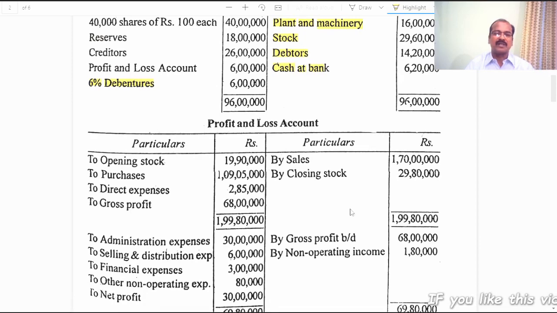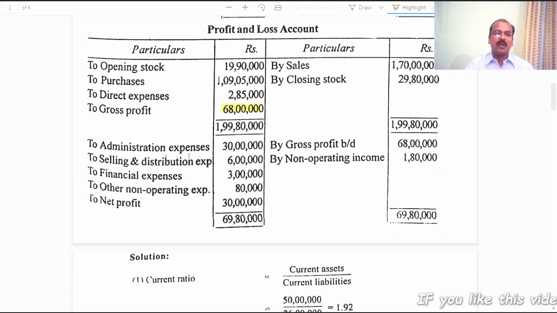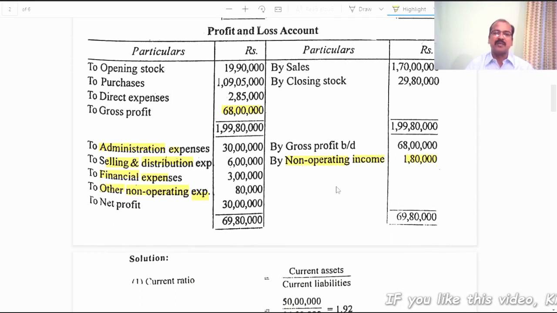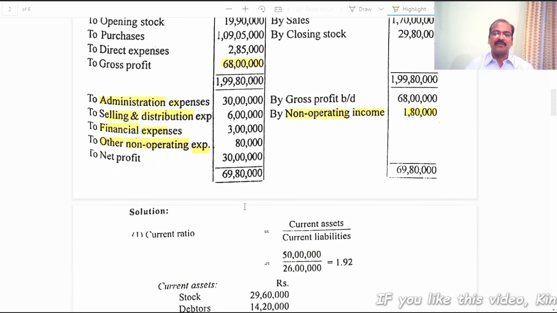Then regarding the profit and loss account, we are given the details. There is a gross profit of 68 lakh rupees. Then look at the items that are debited in the P&L account. Administration expenses and selling and distribution expenses are operating expenses, whereas the financial expenses and other non-operating expenses are non-operating items that are debited in the P&L account. Then regarding the credit side, you find non-operating income amounted 1,80,000 rupees. These are all the important points you can make a note of from the balance sheet and the profit and loss account. Now let us look at the calculations of the ratios.